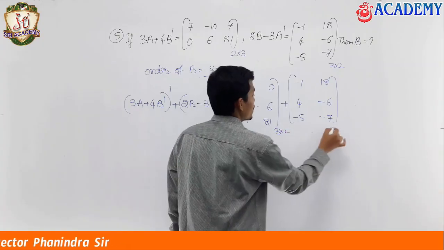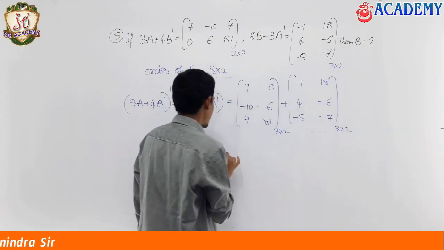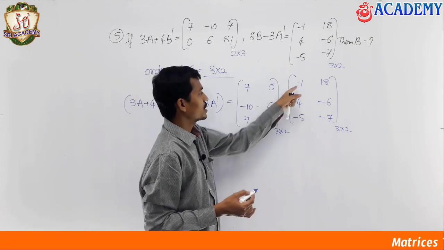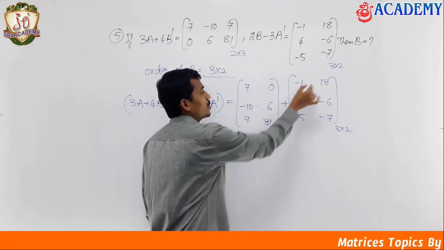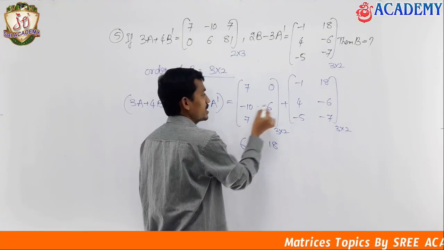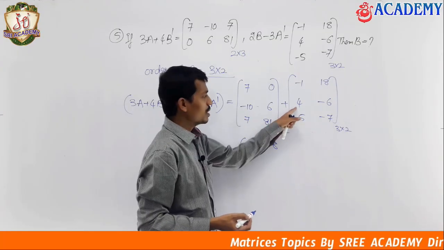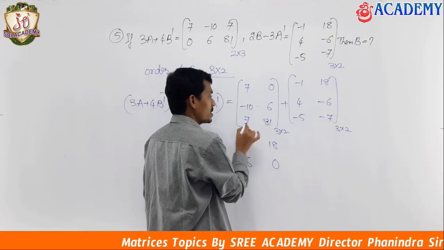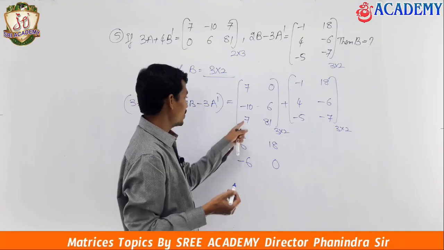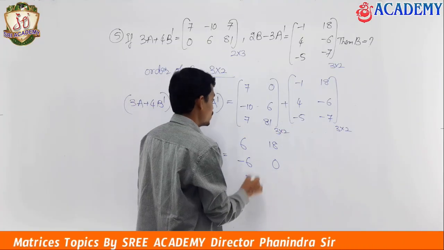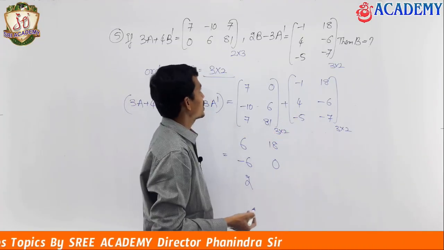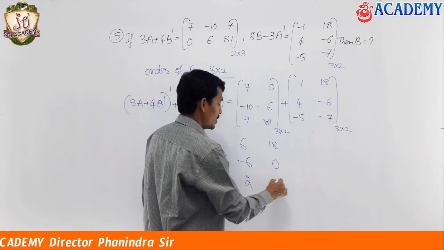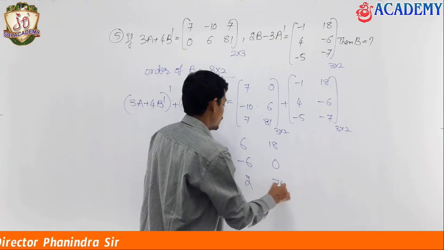This is also 3/2. The resultant matrix I am writing here: 7 minus 1 is going to be 6, 0 plus 18 is 18, next minus 10 plus 4 is nothing but minus 6, 6 minus 6 is 0, 7 minus 5 is nothing but 2, next 81 minus 7 is nothing but what? 74.